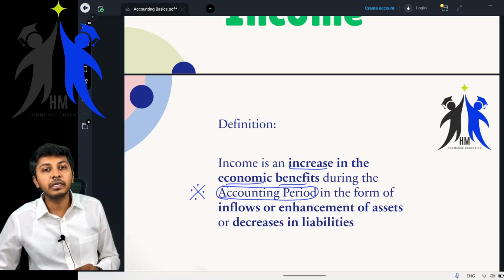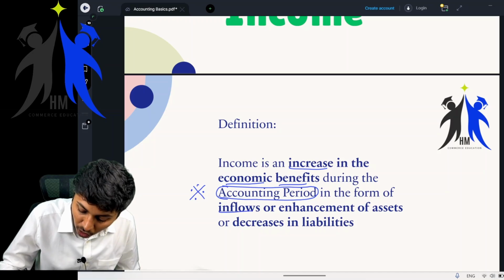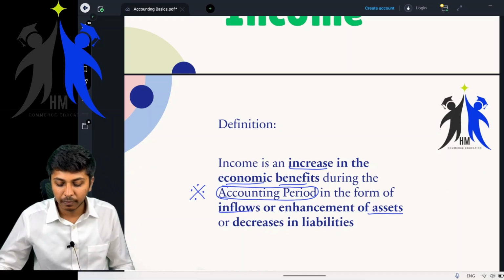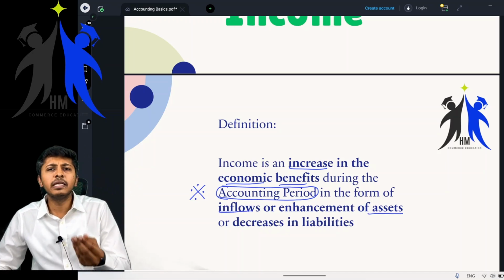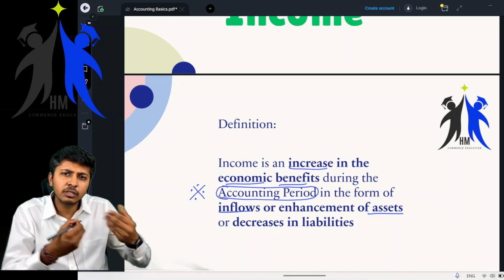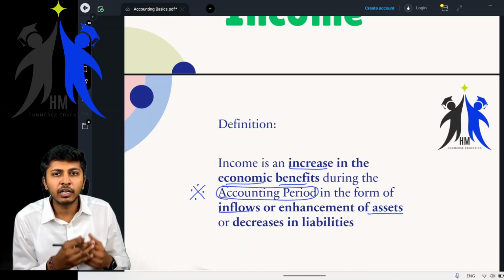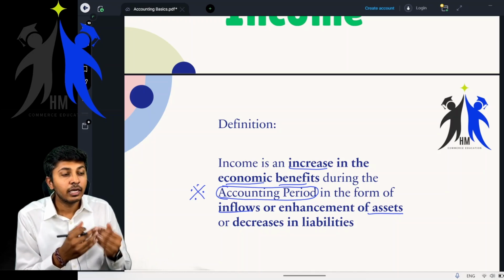During the accounting period, correct? In the form of inflows or enhancement of assets. So simple income, sales. Okay, we sold some, we gave some services, we sold some goods. This is our income, revenue, correct? It is coming to us.